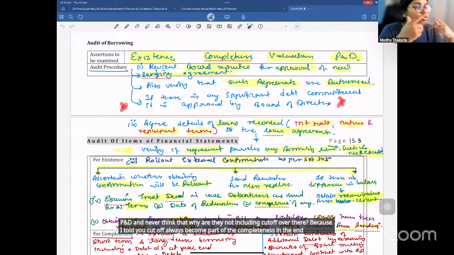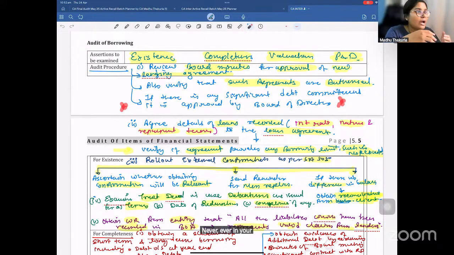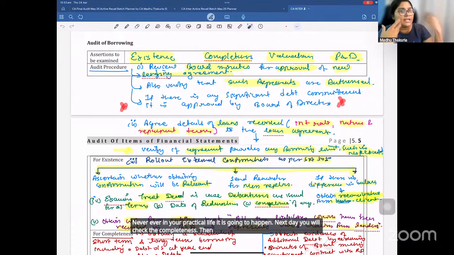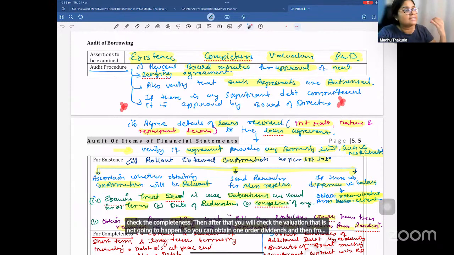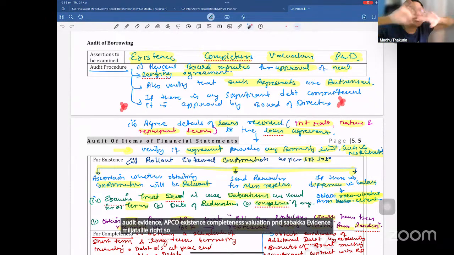Now, whenever you obtain one audit evidence, never in your practical life is it going to happen that one day the whole team checks existence of the same item, the next day you check completeness, and third, after that, you check valuation. That is not going to happen. You can obtain one audit evidence, and from that one audit evidence you get confirming evidence for existence, completeness, valuation, and presentation and disclosure. So it does not happen that you check these separately.